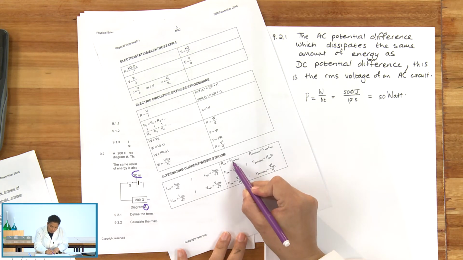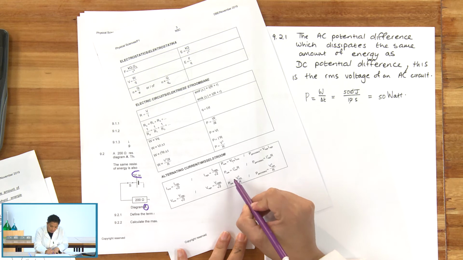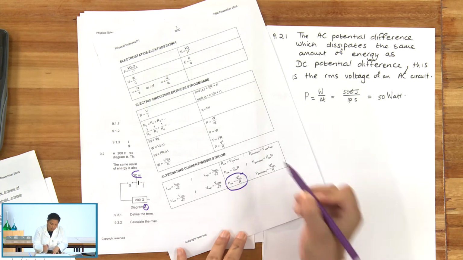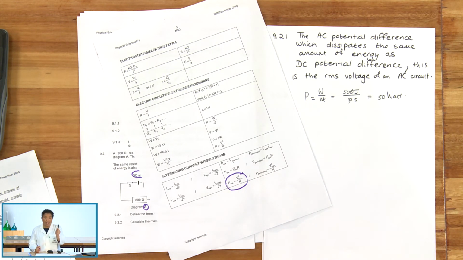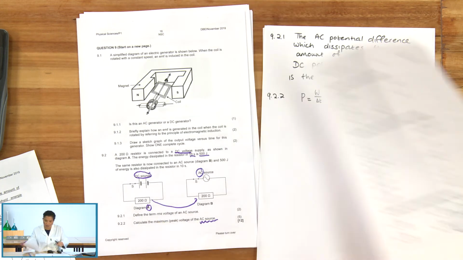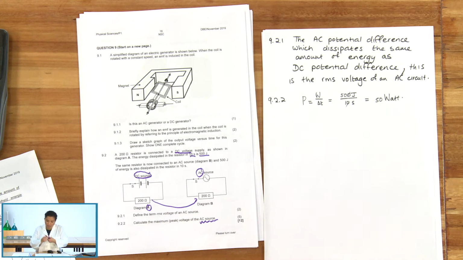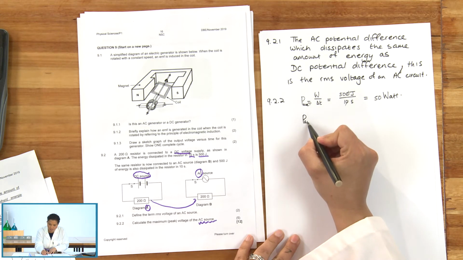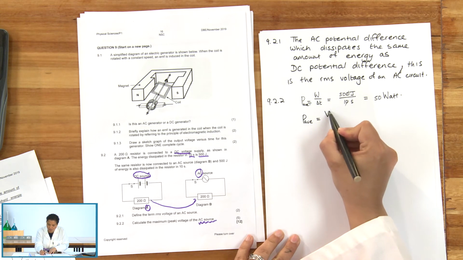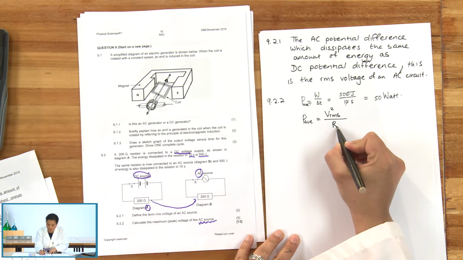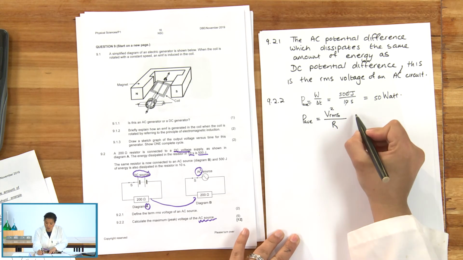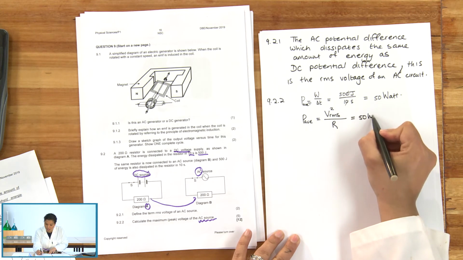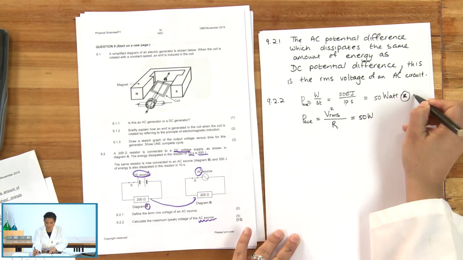There's a VRMS, but no resistance. Ah, there we have it. We've got VRMS squared divided by R. So let's go and use that. So we can say, let's say power average. So P average from our data sheet equals VRMS squared over R. And we know that this equals 50 watt because we just calculated it over there.